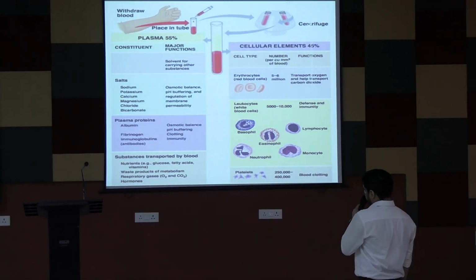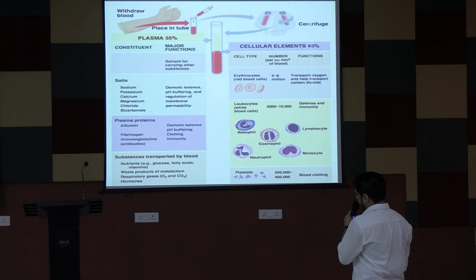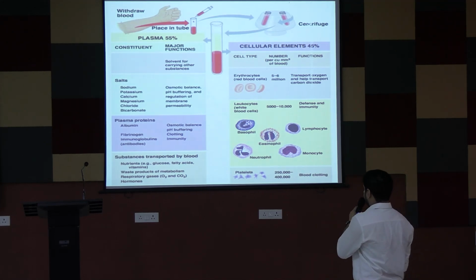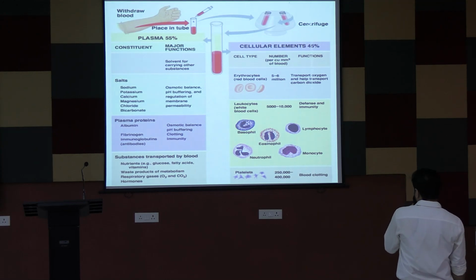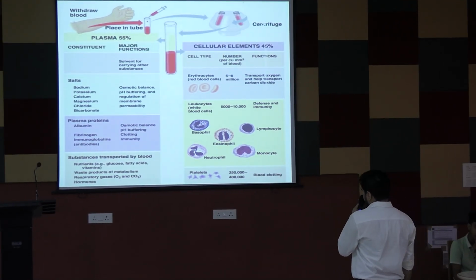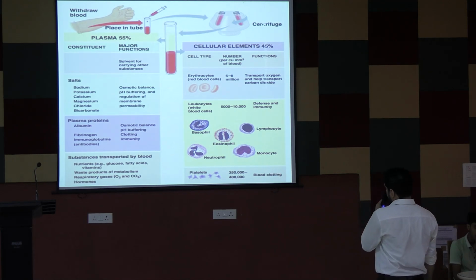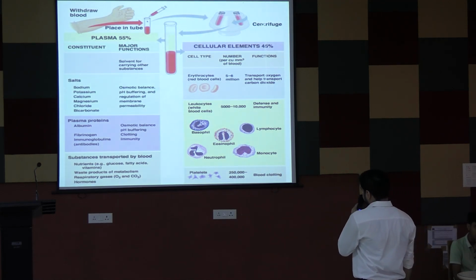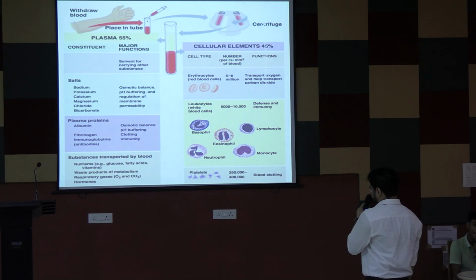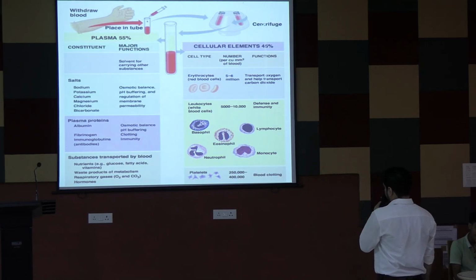Substances transported by blood: nutrients like glucose, fatty acids, vitamins, waste products of metabolism, respiratory gases like O2 and CO2, and hormones. Cellular elements, 45%. Cell type, number and function: erythrocytes 5 to 6 million, transport oxygen and carbon dioxide. Leukocytes 5,000 to 10,000, mainly defense and immunity. And platelets 2.5 lakh to 4 lakh, mainly for blood clotting.